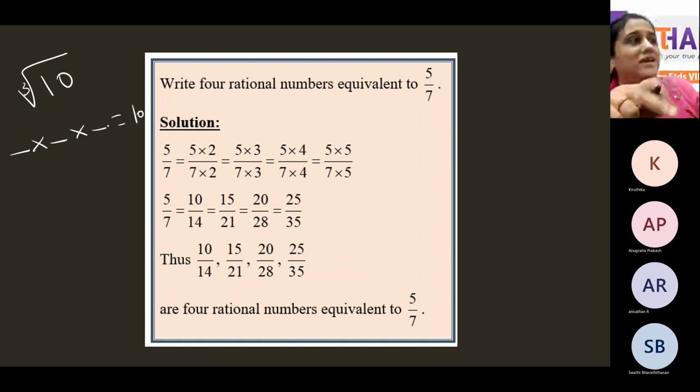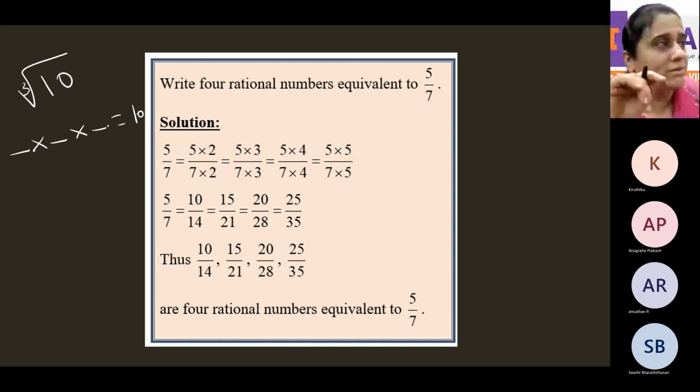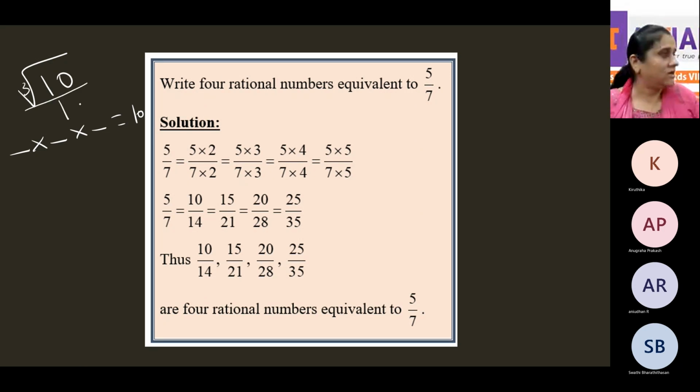So the cube root of 10 is a non-terminating, non-repeating decimal, and the cube root of 10 is an irrational number. It does not have a p by q form, because though you can write it as something by 1, it's not integer by integer. You can write this as by 1, but this one is not an integer. It's not a rational number. Yes or no, children?